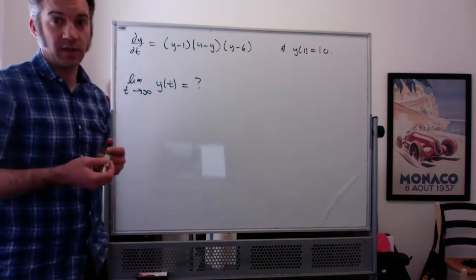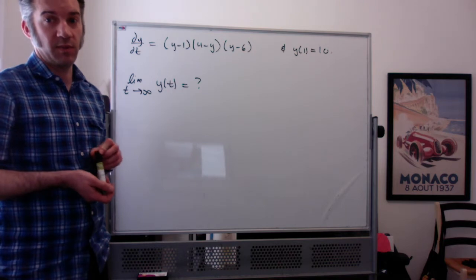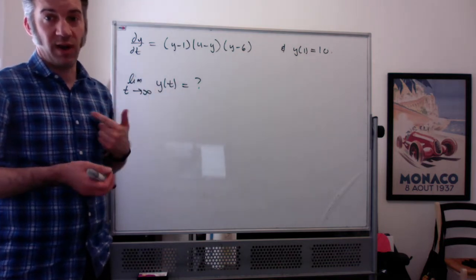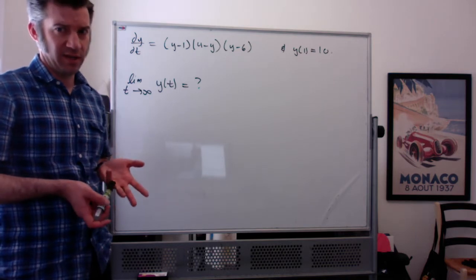Here's problem 6. We're given the differential equation dy/dt equals (y minus 1) times (4 minus y) times (y minus 6), with the initial condition that y of 1 equals 10, and we're asked what the limit as t goes to infinity of y of t is.